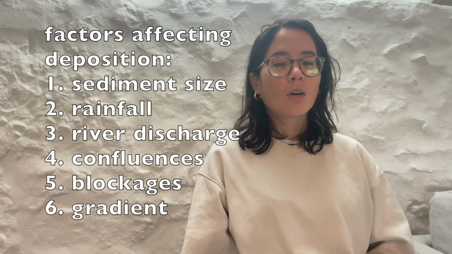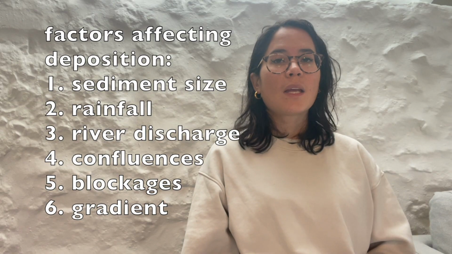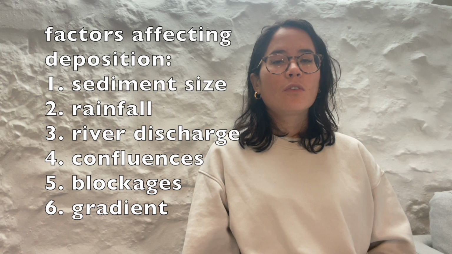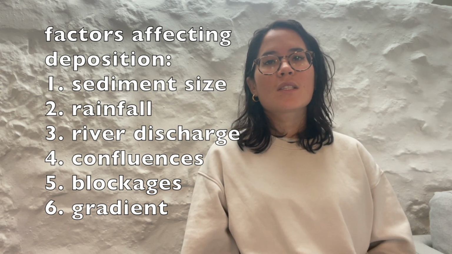So what sort of things affect deposition? We've kind of already mentioned them. That will be sediment size, the presence of any confluences, and any natural barriers or blockages in the river. If there's low rainfall, meaning less discharge, that will affect it. The gradient of the river will affect it too. So obviously a shallower gradient will mean more deposition.